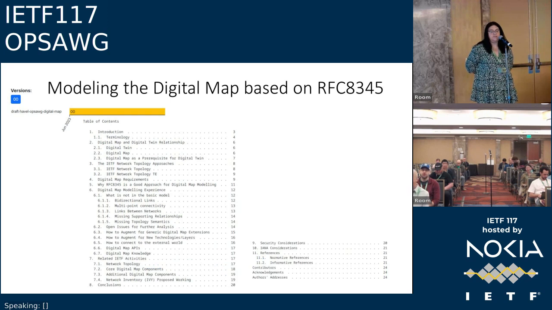With this new draft, we are sharing our experiences of modeling network topologies and digital map using RFC 8345 and some augmentations. We are sharing the requirements for the digital map. We are introducing the concept of digital map and how it's related to the digital twin as it's defined by NMRG. We are also sharing some limitations that we found in RFC 8345, but in regards to modeling of the digital map. I'm not talking about limitations of the RFC on its own, but in relation to using it to model digital map, and some open issues we found.